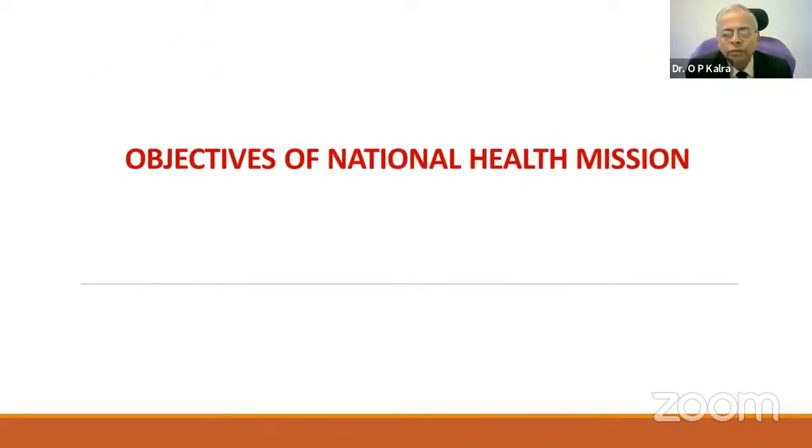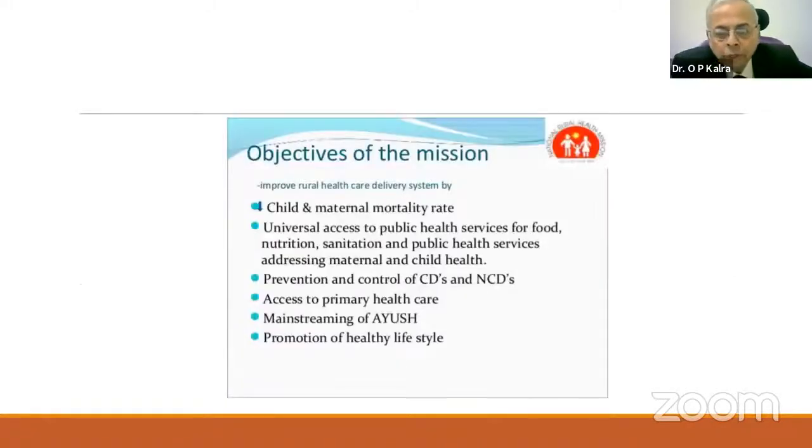Now, what are the various objectives of National Health Mission? There are various objectives. Some quantitative or measurable targets have been set, which I'll come to in the next few slides, with regard to the child and maternal mortality rate, under 5 mortality rate, how much access to primary healthcare we are able to provide, and then we have to mainstream the Ayush people and also promote healthy lifestyles. These are the most important objectives of the National Health Mission.